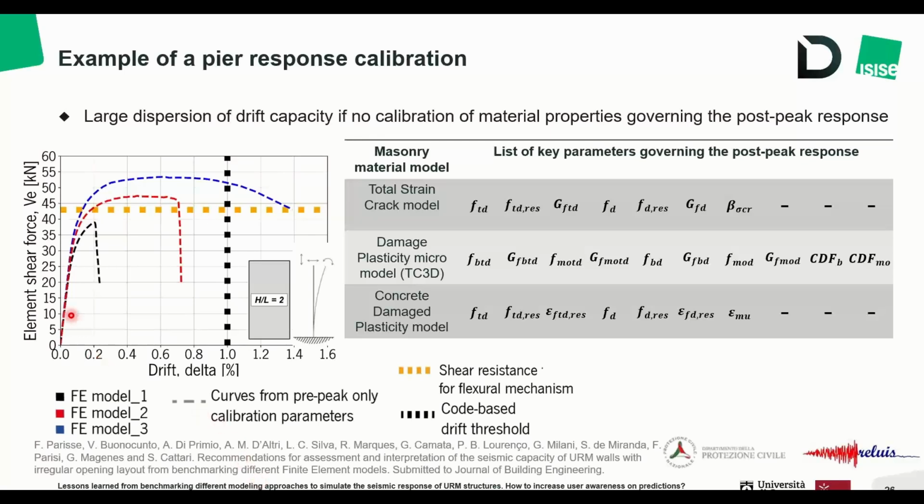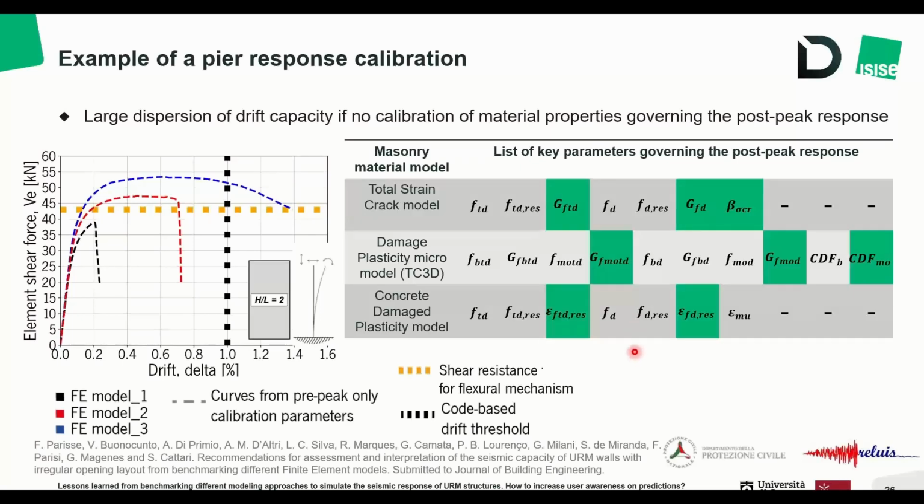So we started with the pier response of the slender pier with a fixed-free configuration that you can see on the left. We defined, for each material model, the main parameters that govern the post-peak response that you can see here. So basically the fracture energy values in the total strain crack model in Diana and in the damage plasticity micro model, plus the compressive strength reduction factor in Diana and the latency parameter for the damage plasticity micro model. While in the concrete damage plasticity, the drift mainly depends on the strains at the residual strength.